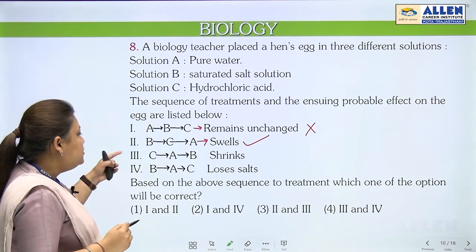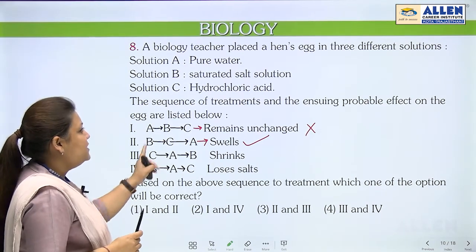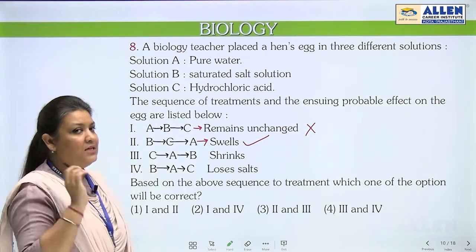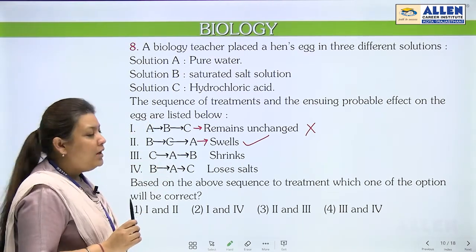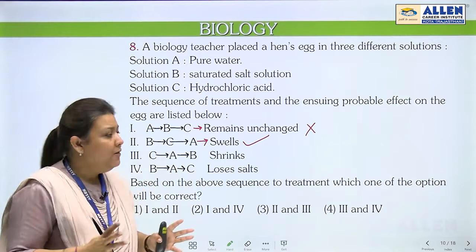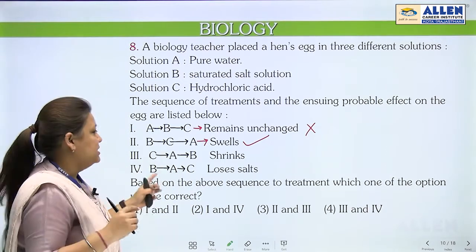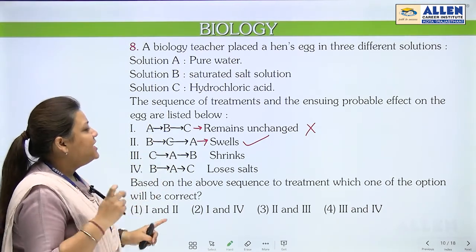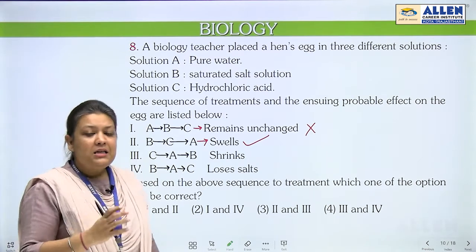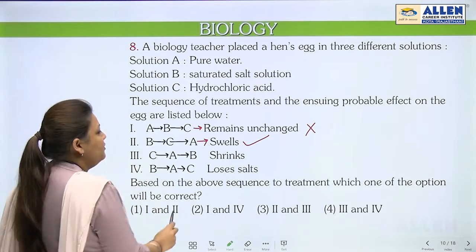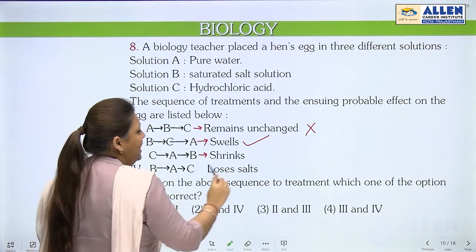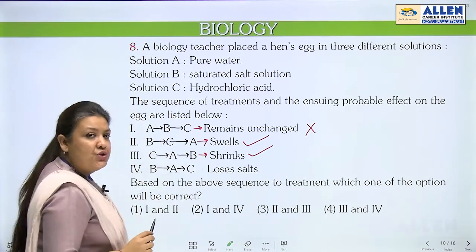Done. Moving on to the third, first of all, it has been placed in hydrochloric acid, that means the shell will get dissolved. Then after that, it has been placed into pure water, because of which the egg will swell due to endosmosis, and after that, it has been placed in saturated salt solution, and this leads to exosmosis and shrinking of the egg. So, yes, there will be an effect on the egg. Clear? The egg will shrink.